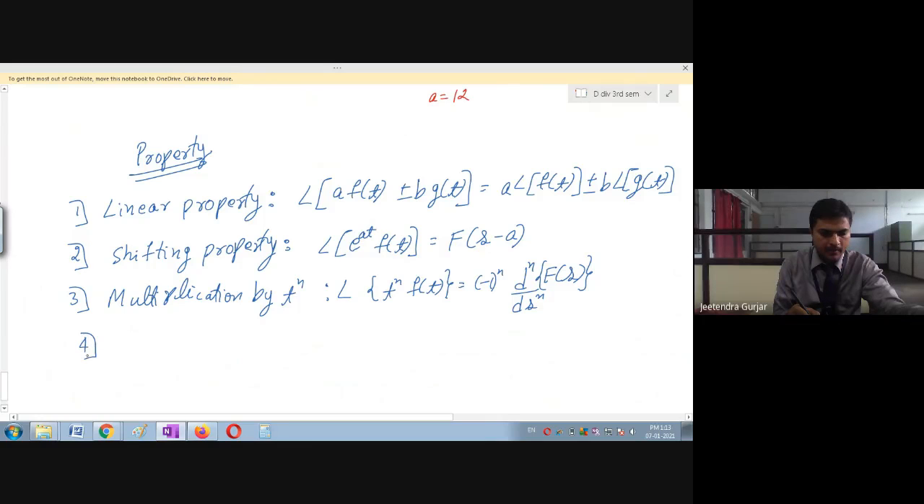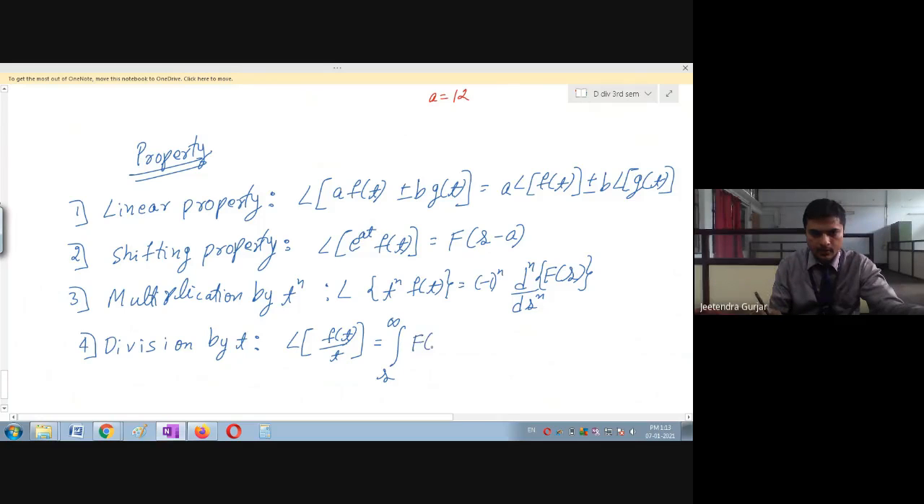So the next property we have is division by t. Yes, so write down the next property. You can see here Laplace transform when they ask f of t divided by t, again we don't have any formula for this, so therefore we use this property: integration from s to infinity f of s d s. Yes, so these are very important properties in the Laplace transform.